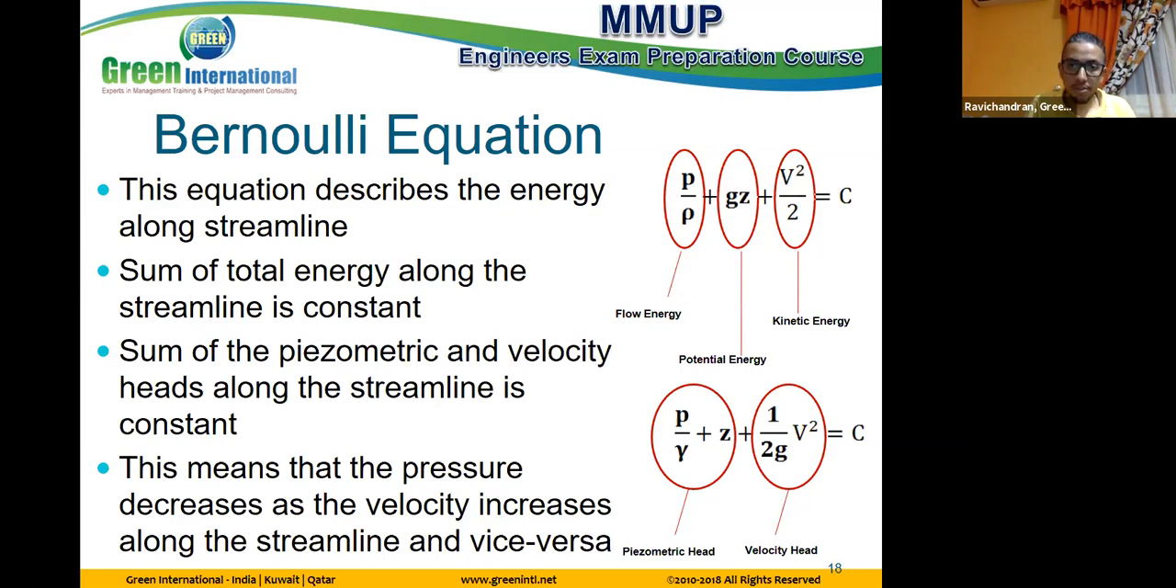What are these energies? Flow energy, potential energy, kinetic energy. Flow energy includes pressure, potential energy defines the effect of altitude or elevation, and kinetic energy includes the effect of velocity. This is in the form of energy.